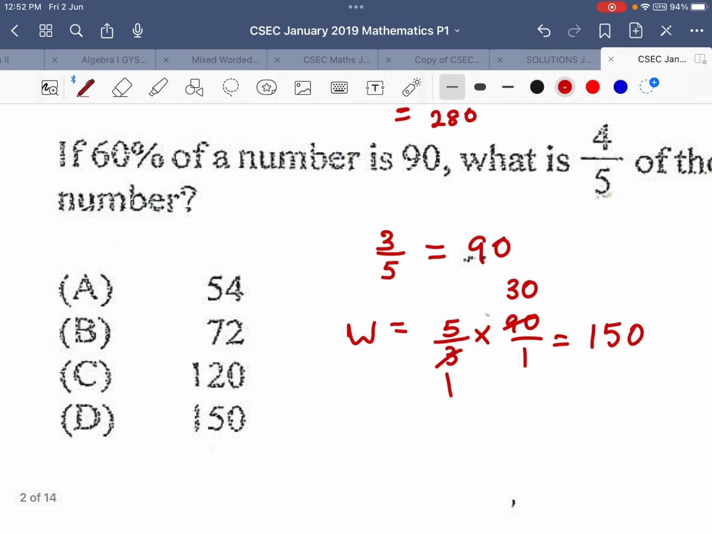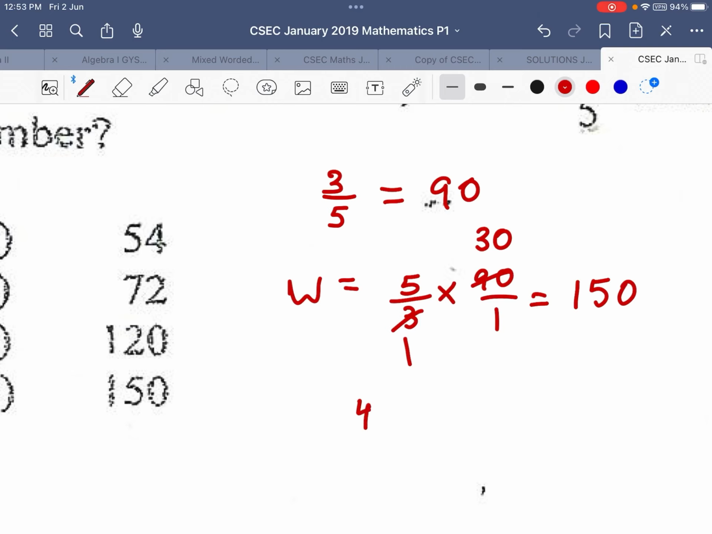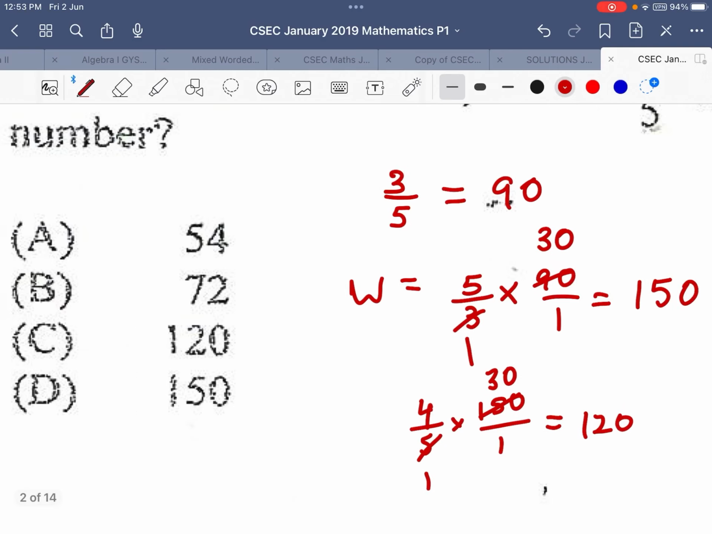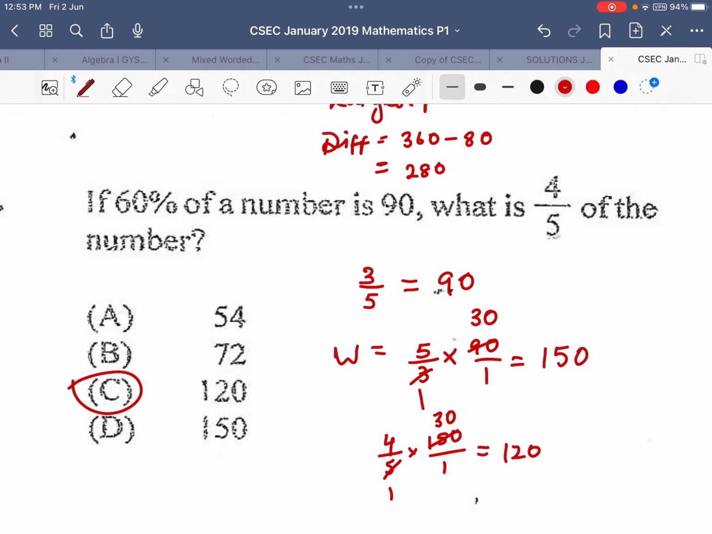And this is how they can trip you up. 150 is here as an option, but you still have an extra step to do. They don't ask you what the number is, they asked you for 4/5 of the number. So 4/5 of 150, 5 into 150 is 30, 4 times 30 is 120, so our answer is C.